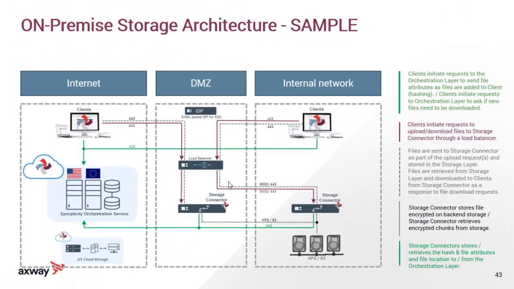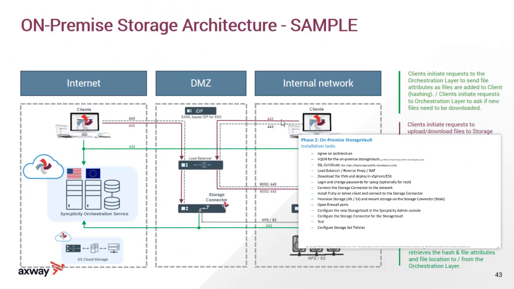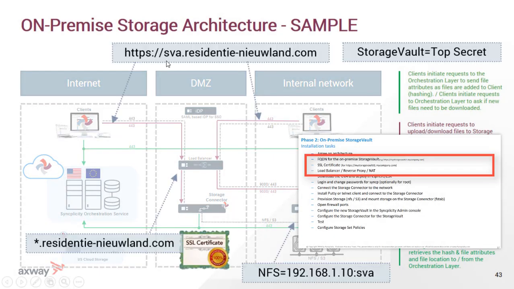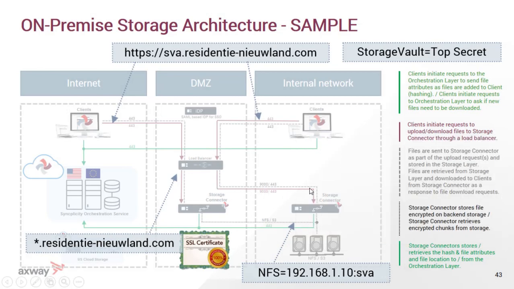I have also configured my load balancer, and the load balancer will accept the traffic on the URL that I specified, sva.residencenewland.com, and it will terminate the traffic using my SSL certificate. For my demo, I'm using a wildcard certificate. The load balancer will forward the traffic, in my case, on port 9000 to the storage connector.